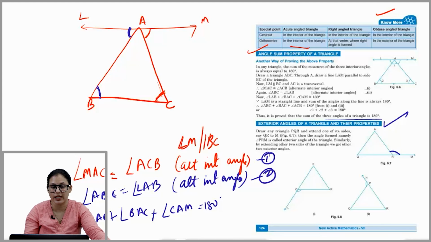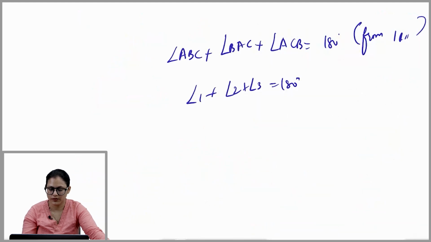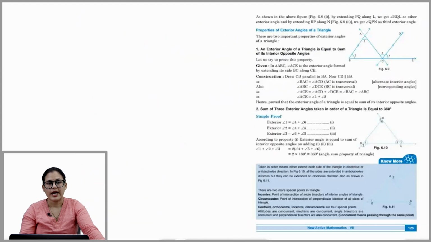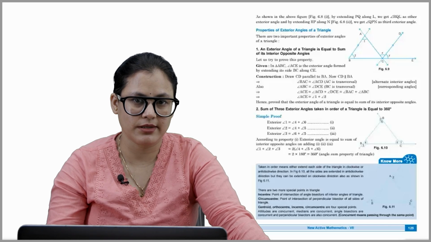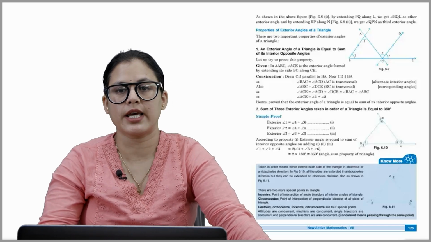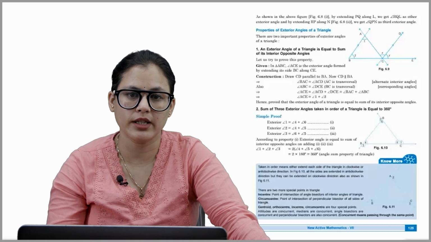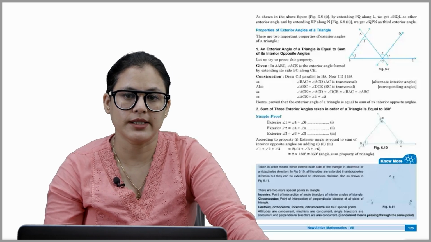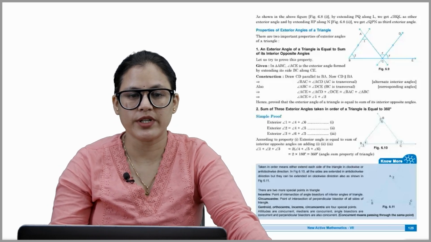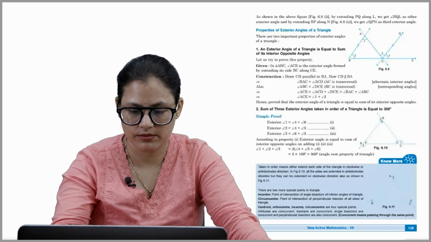So what will we get? We will get an exterior angle. As shown in the above figures, by extending PQ along L, we get angle RQL as another exterior angle, and by extending RP along N, we get angle QPN as the third exterior angle.